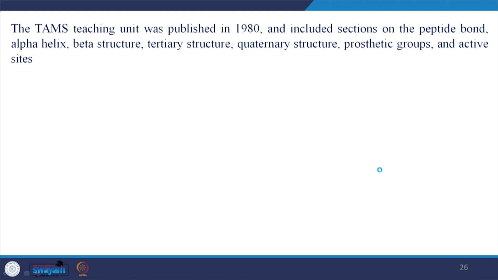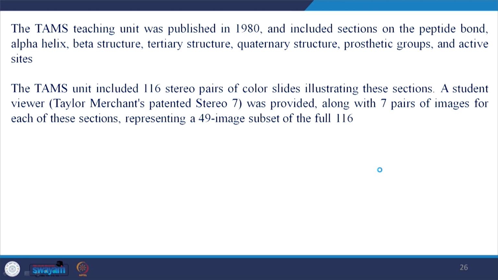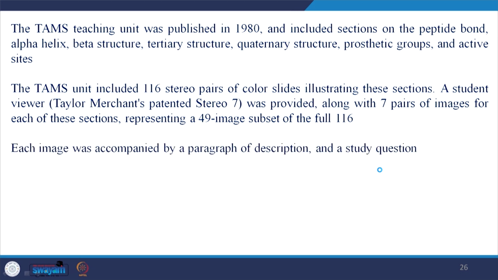The TAMS teaching unit was published in 1980 and included sections on the peptide bond, alpha helix, beta structure, tertiary structure, quaternary structure, prosthetic group and active sites. The TAMS unit included 116 stereo pairs of color slides illustrating these sections. A student viewer, the Taylor-Merchant patented Stereo 7, was provided along with 7 pairs of images for each of these sections, representing a 49-image subset of the full 116 stereo pairs. Each image was accompanied by a paragraph of description and a study question.